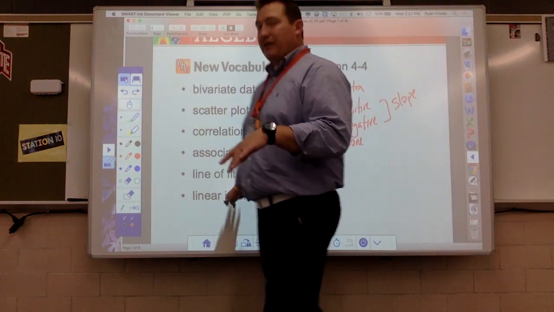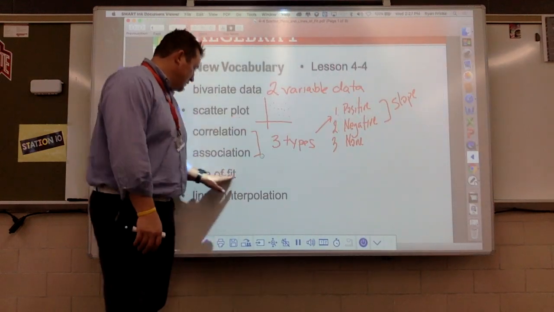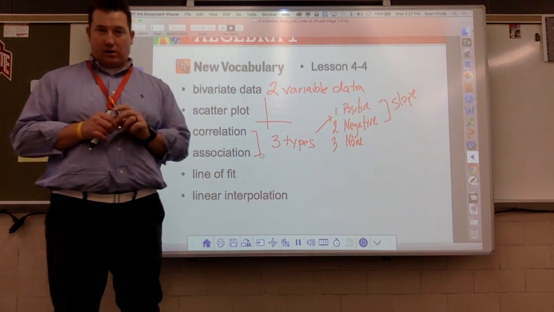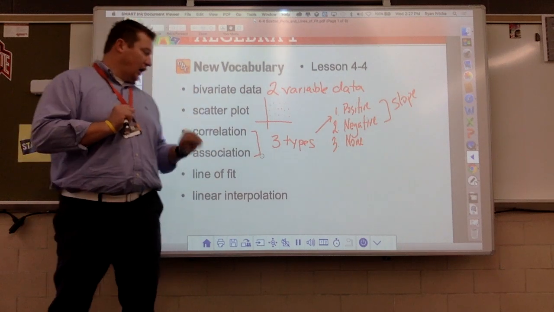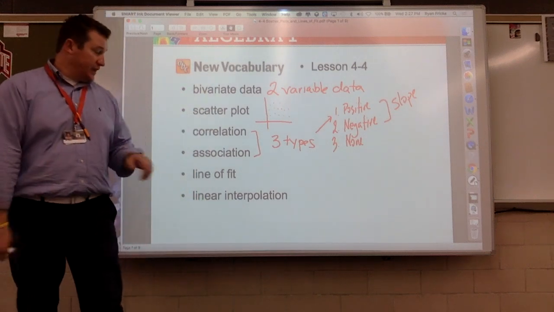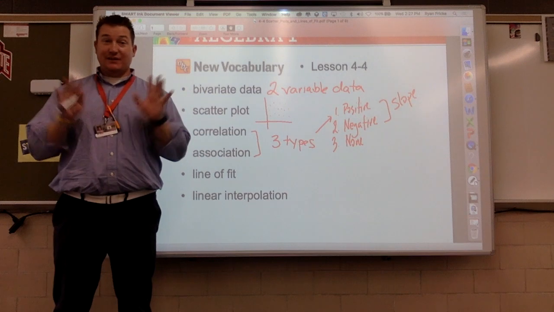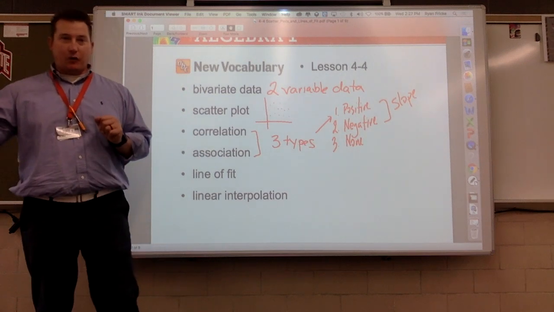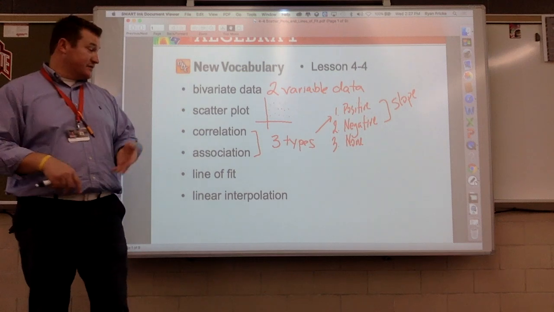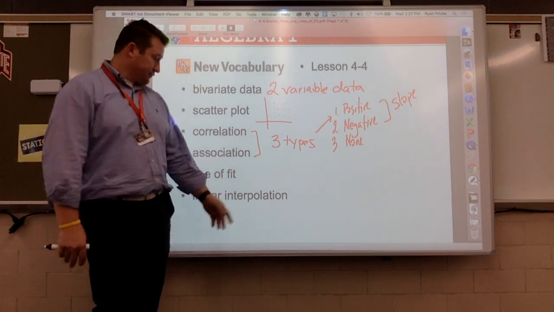The last two: line of fit. A line of fit is a line we are going to hand draw on our graph. Once I have it drawn, I will then write an equation for that line. This is where 4-1, 4-2, and 4-3 come into play. We've been writing equations about certain points.